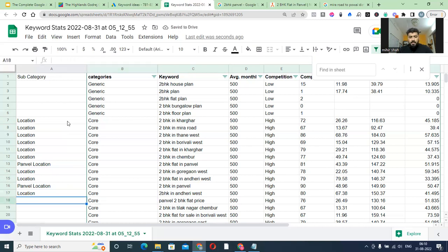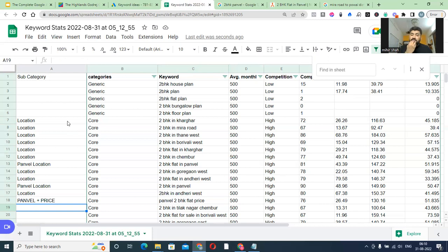Now here, if you can see, this person is looking for Panvel, is looking for a 2 BHK, but is looking for a price as well. So like I said, Panvel plus price. The intention is something that matters the most. Here, this person wants a 2 BHK, wants it in Panvel, and wants to know the price. So his focus is on price.